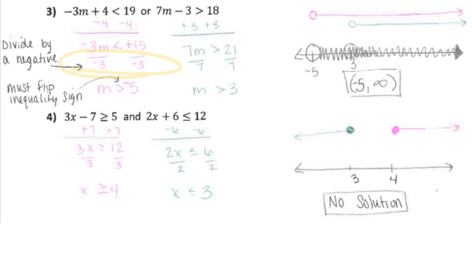Number 4, it was an and problem. So I needed pink and green to happen at the same time. And look at my number line. There's nowhere that pink and green are happening at the same time, which is why I said no solution.